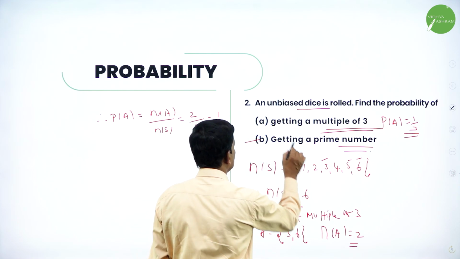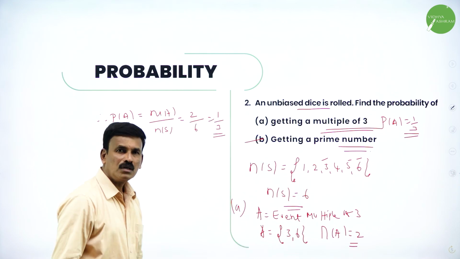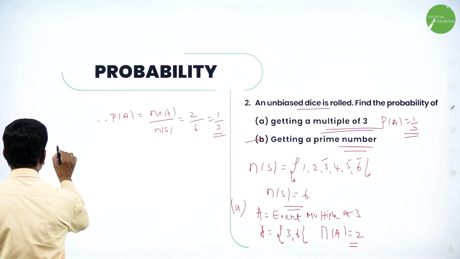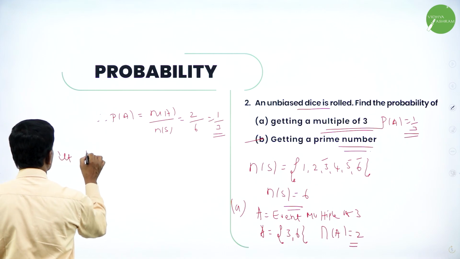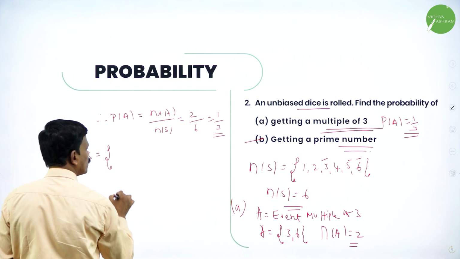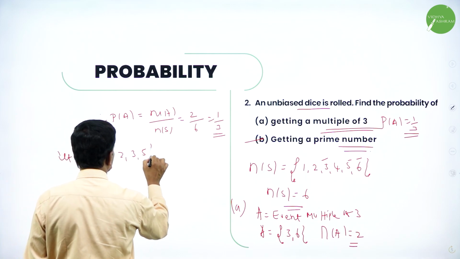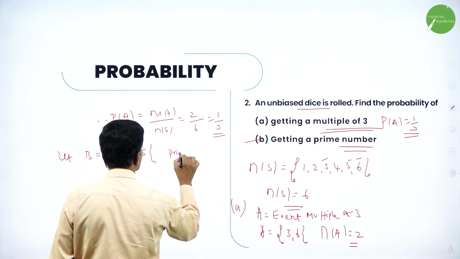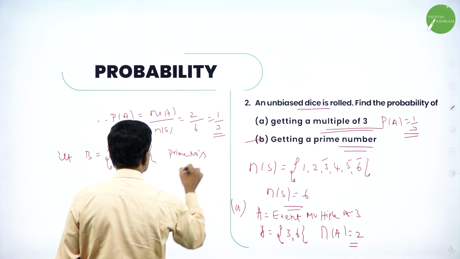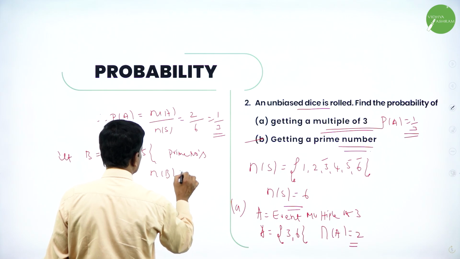What is the second part? Getting a prime number. Let us define the event. Let B be the event of getting a prime number. So what are the prime numbers here? 2, 3 and 5 are the prime numbers. So n of B is equal to 3.